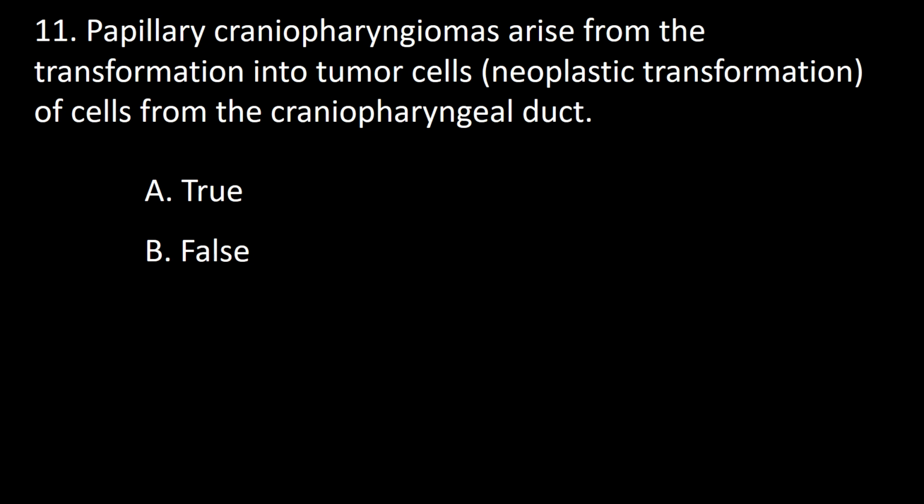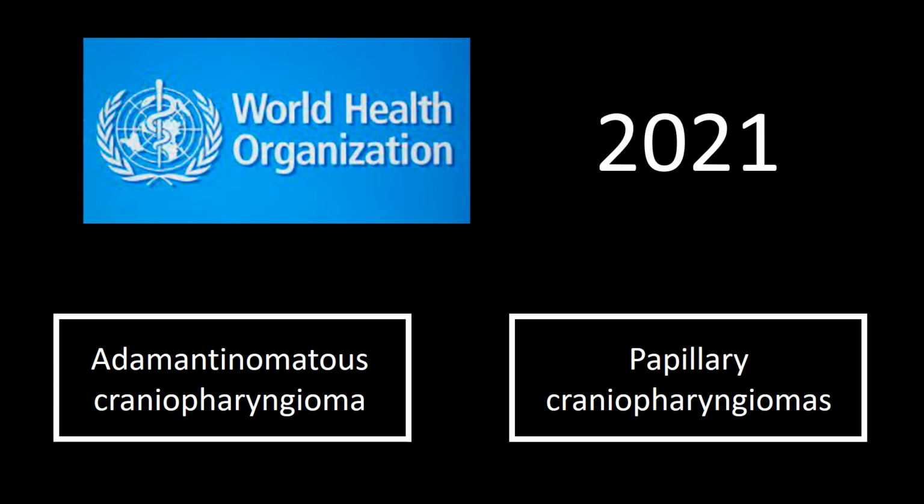Next question. Papillary craniopharyngiomas arise from the transformation into tumor cells of cells from the craniopharyngeal duct. A true, B false. Since 2021, adamantinomatous craniopharyngiomas and papillary craniopharyngiomas are considered two separate entities. Both are relatively benign neoplasms that typically arise in the suprasellar or sellar region.